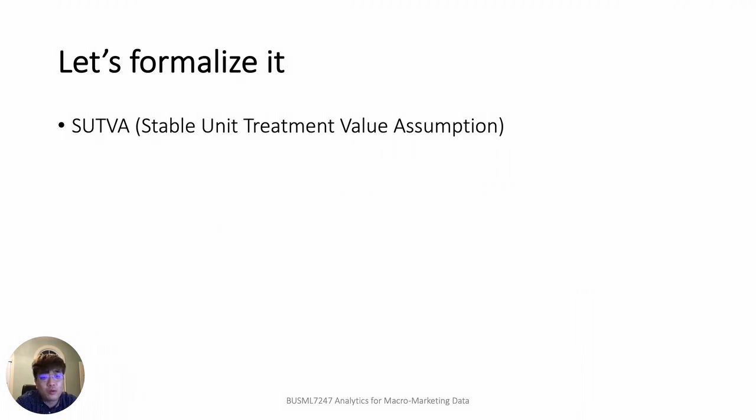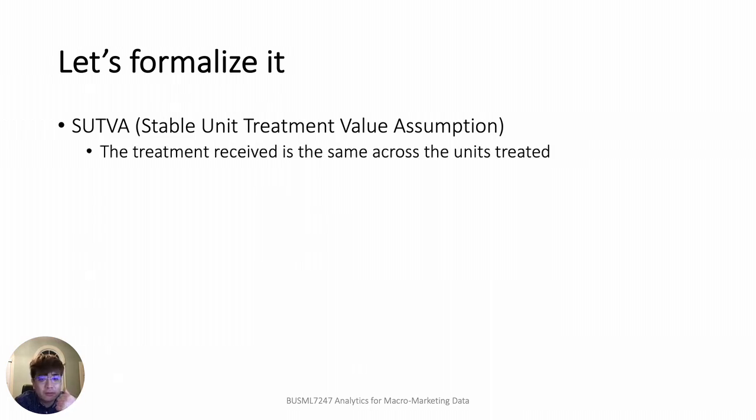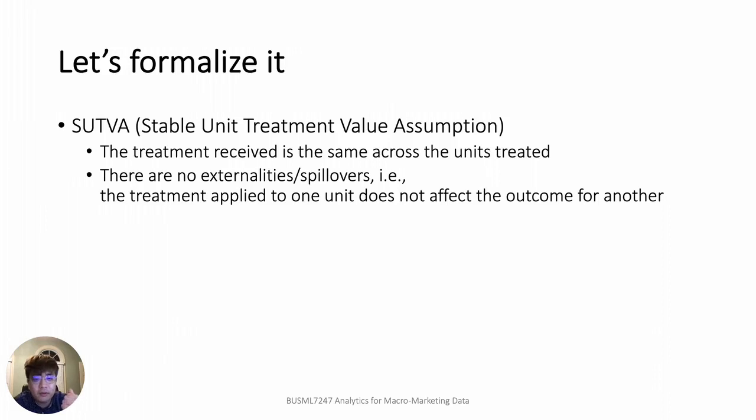Before moving forward, let's make an assumption first, which is called stable unit treatment value assumption. This assumption implies the treatment received is the same across all individuals who are treated, and the treatment applied to an individual does not affect any other's outcome. That is, there are neither externality nor spillovers.